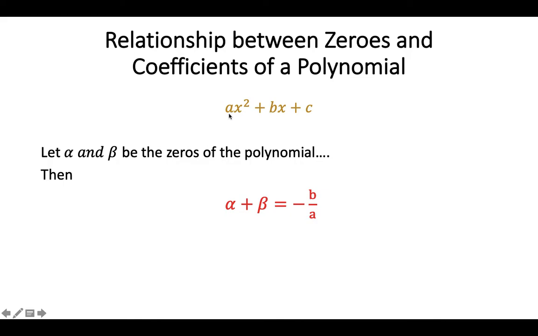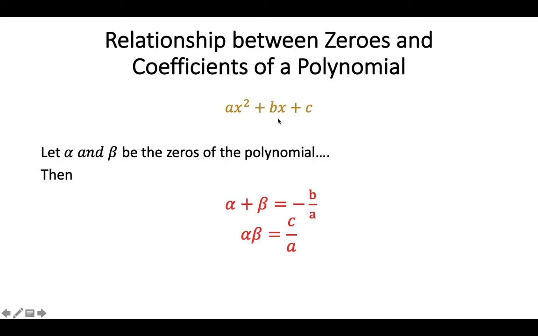Similarly, if I multiply these zeros, alpha into beta, then the relation will be c upon a. Alpha plus beta is minus of b upon a, and alpha beta is c upon a.